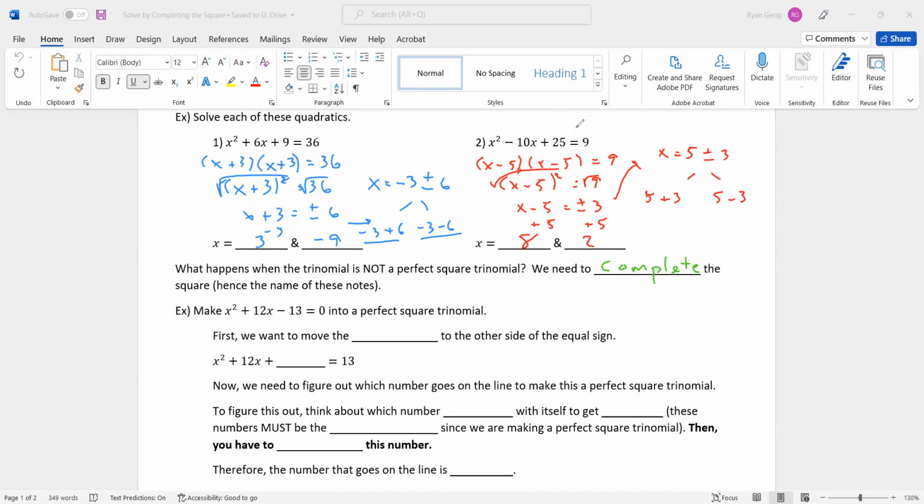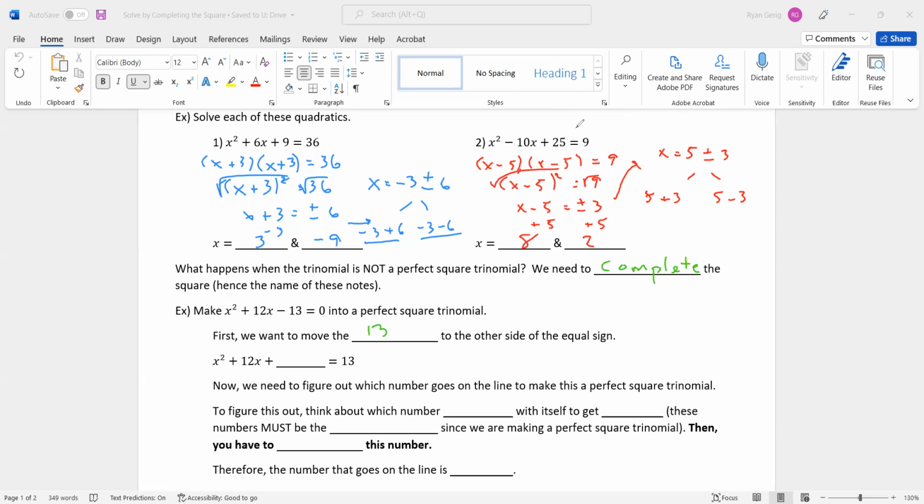First, we want to move the 13, the c value, to the other side of the equal sign. So just add it to the other side. In this case, it's add. Sometimes you'll be subtracting it, and leave a blank spot there. Now we need to figure out which number goes on the line to make this a perfect square trinomial.